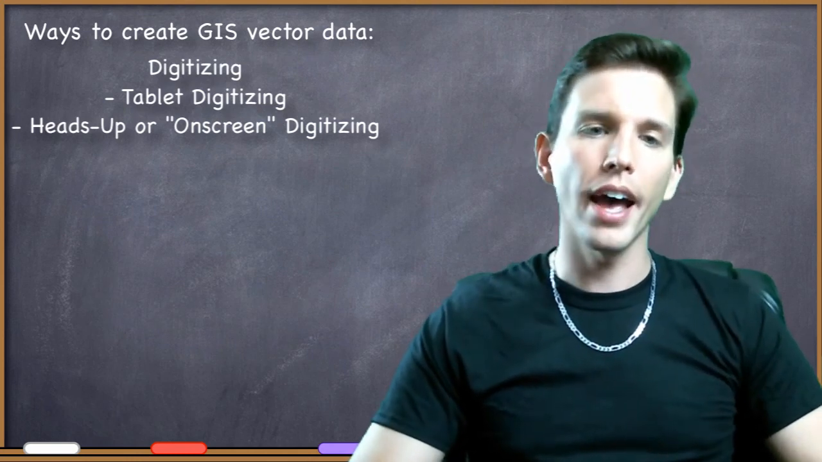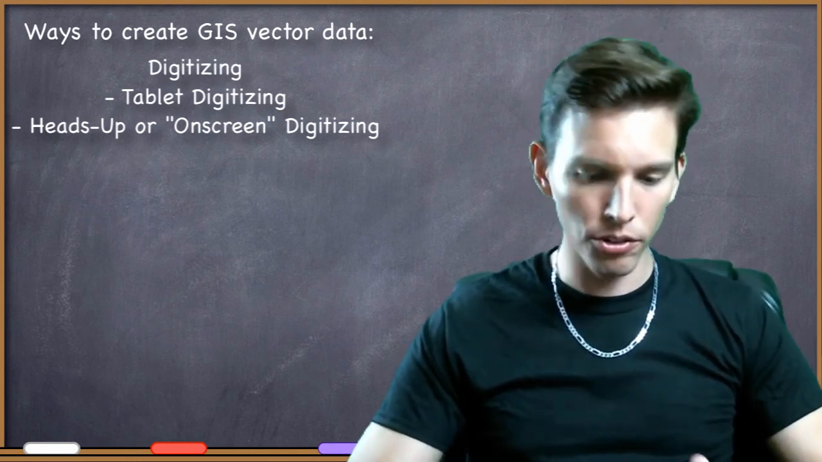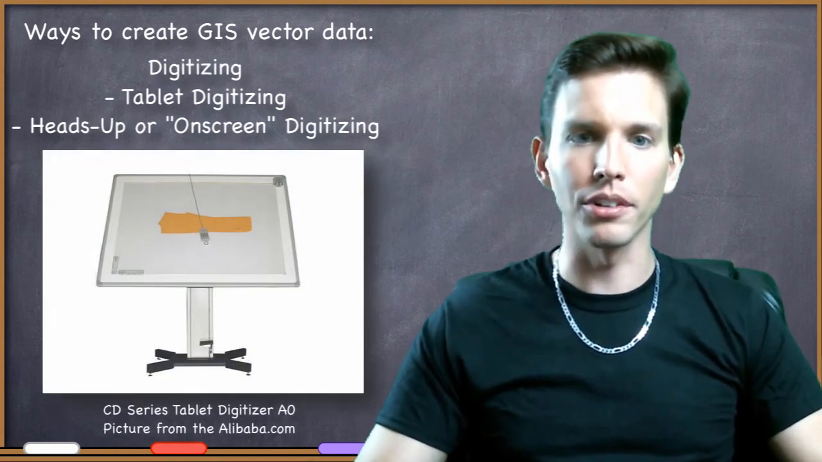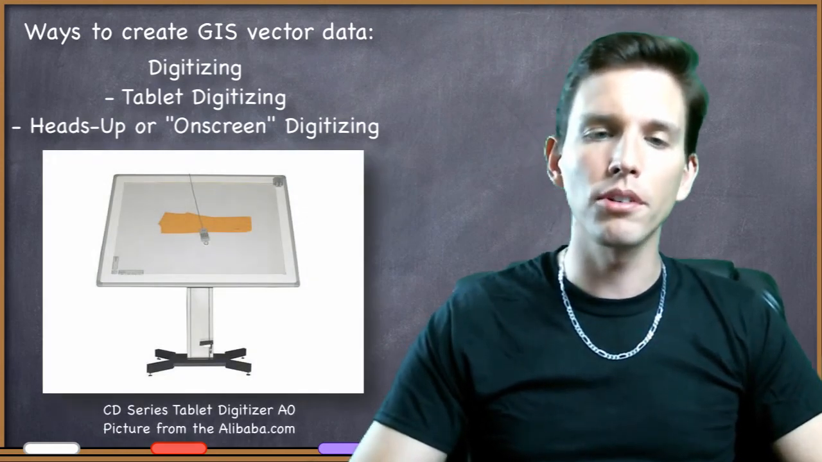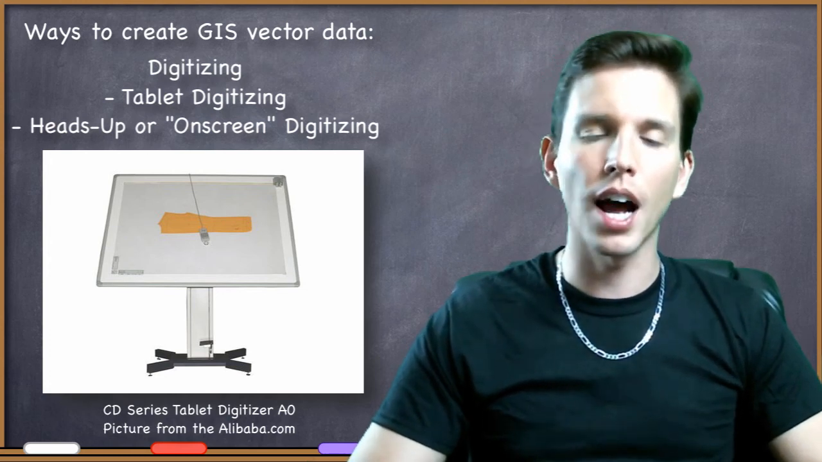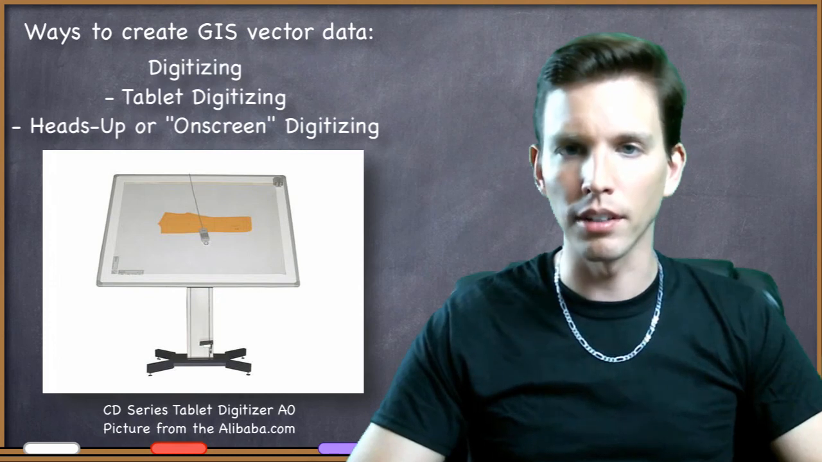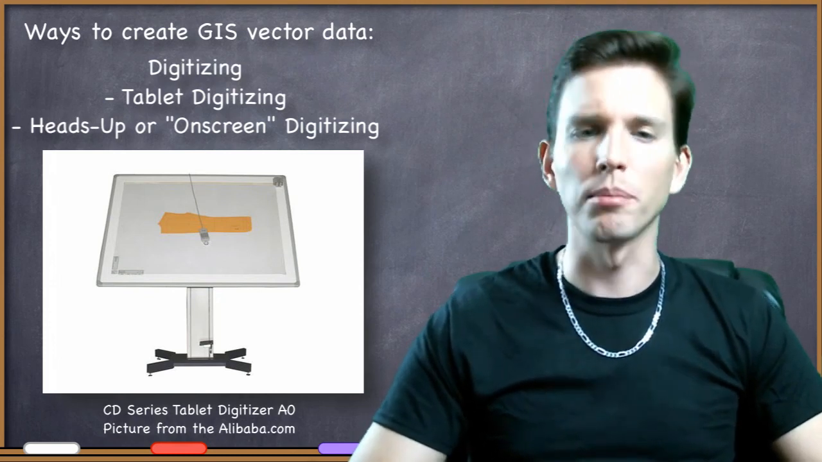If you're using the tablet digitizing technique, then what you do is you sit down at a large tablet, a large table-looking thing that's connected to a computer, and then carefully attach the hard copy map to the tablet so it can't move around. You often tape it down with masking tape on the corners or something like that.